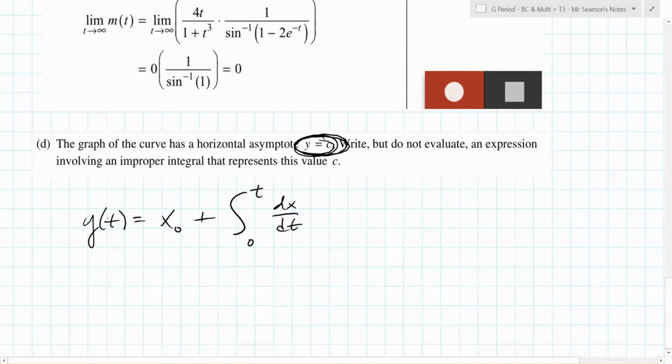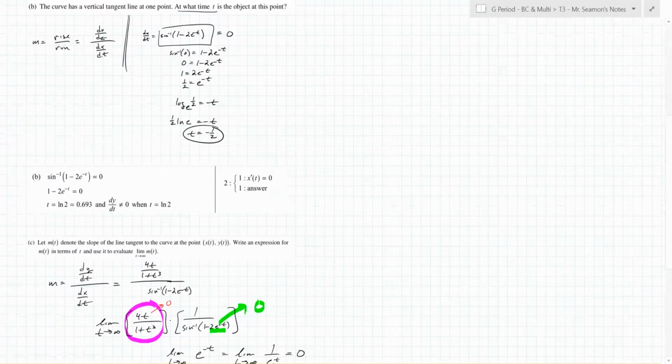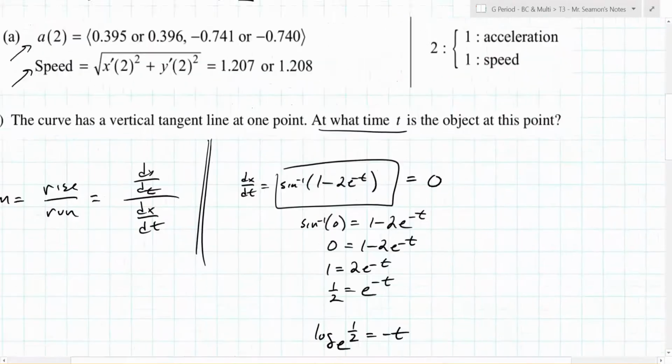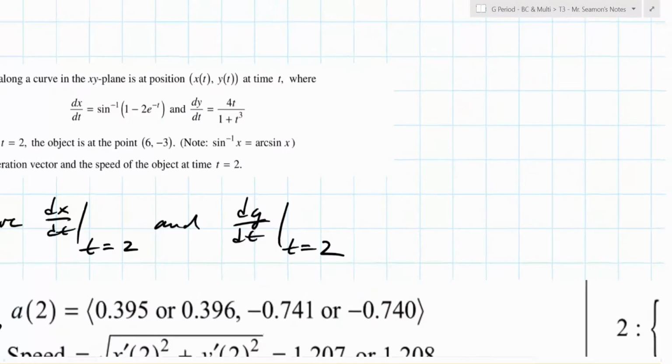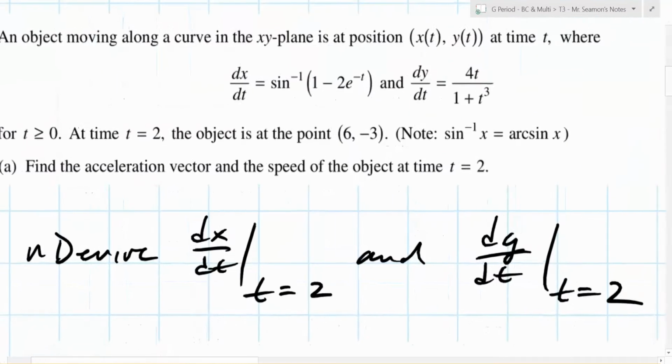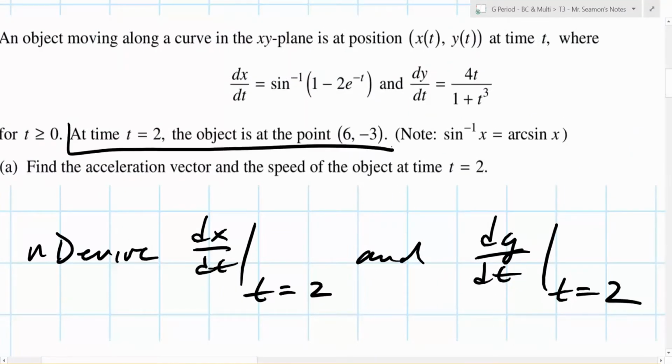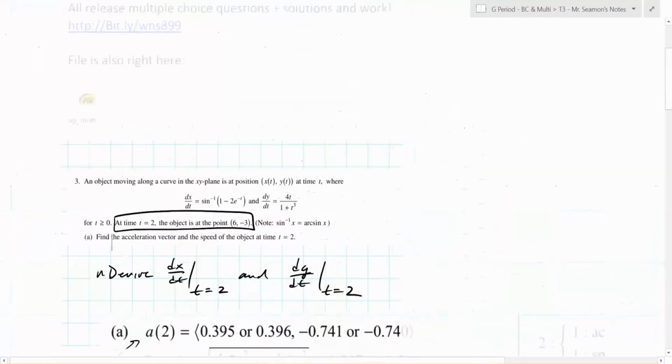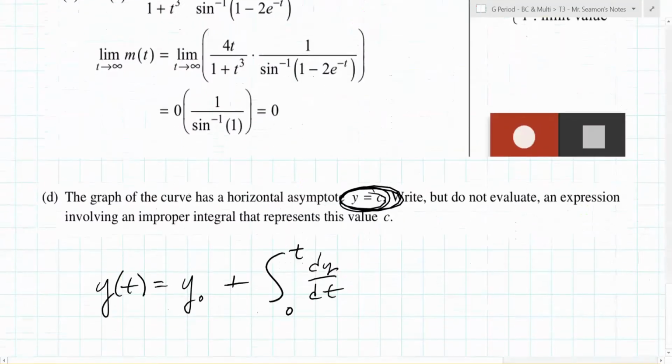Yeah, f, I guess, is right, if it was f of x. But it's y of t, and it's y naught, and instead of dx dt, it's what? dy dt. Here's the thing. In the original question, does it tell you where the particle is at time 0? No, it says at time 2, it's where? 6, -3. So do you have to start at 0 in this integral?